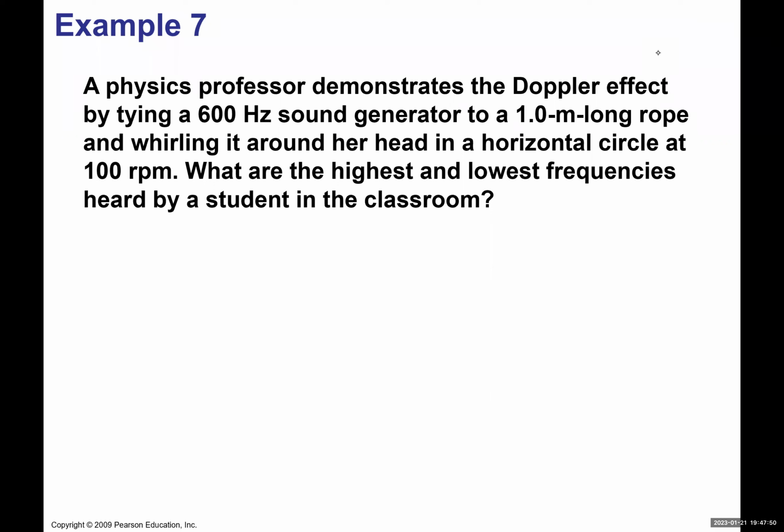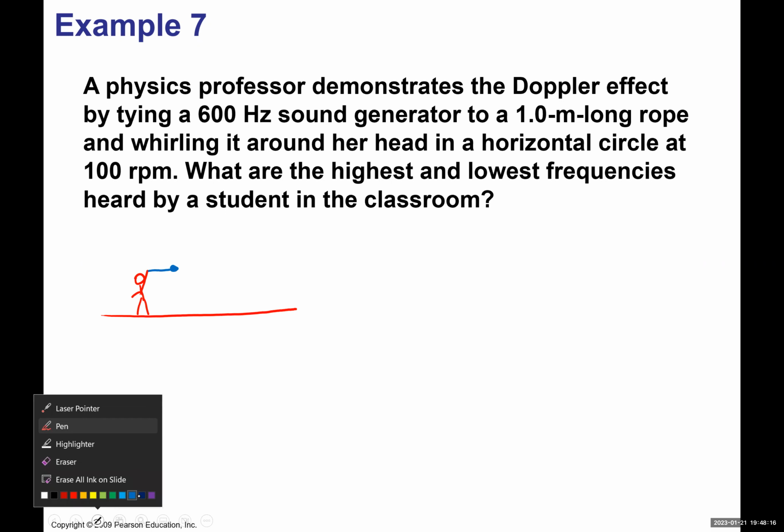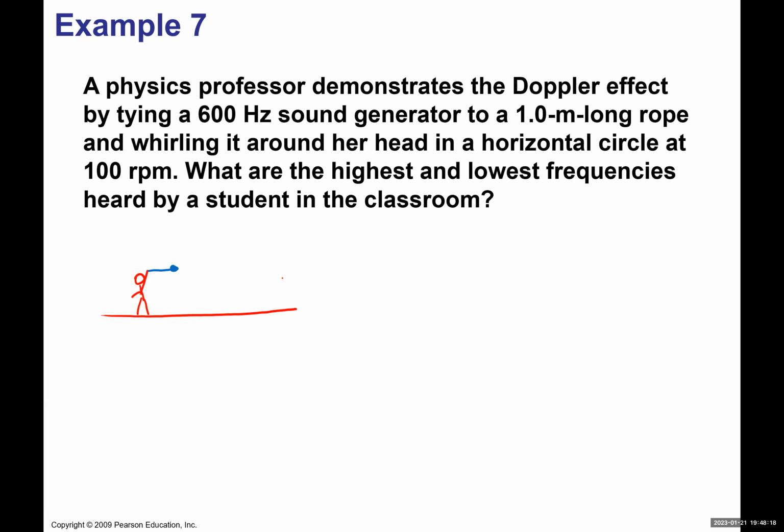All right, so let's try to visualize this problem. One thing you can assume here is, let's say you have a teacher here, something like this. So here's the rope, and here's the generator. And let's take one of the students to be somewhere right here. So, teacher, and then student.